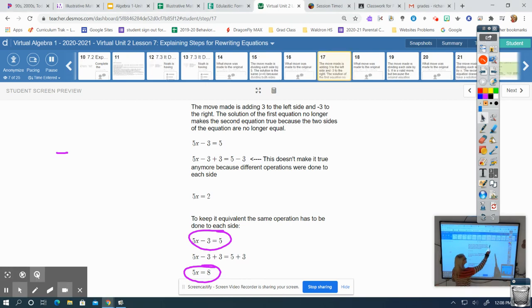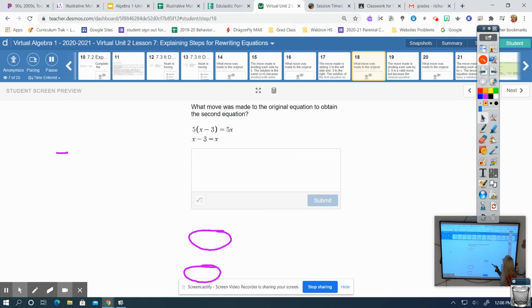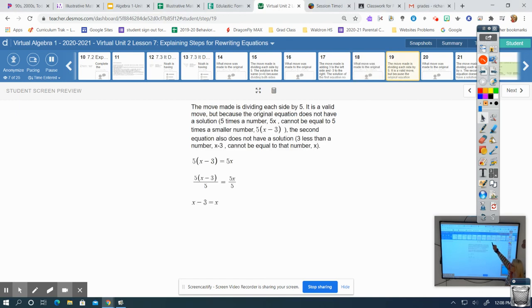All right. So we've got a couple more to look at. So on this one, 5 times x minus 3 equals 5x. What did they do here? Well, in the next slide, I explained to you that they divided both sides by 5 again. And that's a way to undo that multiplication that's being done. So remember, every time what you do to one side, you have to do to the other side.